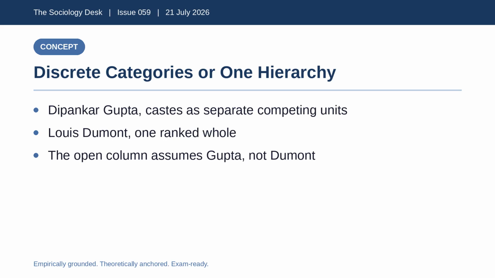But Louis Dumont, in Homo Hierarchicus, would push back hard. For Dumont, caste is a holistic system, one single ideology of pure and impure that ranks every group inside it. Bringing in Dumont as a counter to Gupta is precisely the kind of theoretical tension examiners reward. You are not just naming thinkers, you are making them argue with each other on the page.